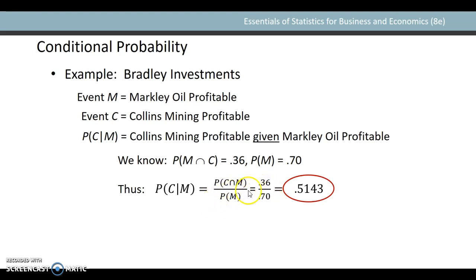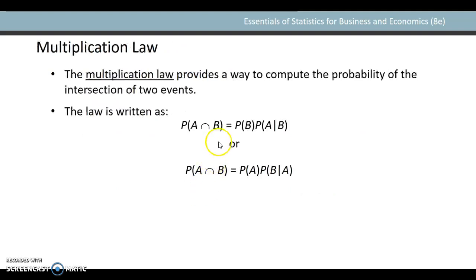P of M drops out on the right-hand side, so we have the probability of C intersect M. We multiply both sides by P of M, so we have the probability of, in this case, Markley being profitable times the probability of Collins being profitable given Markley is being profitable. So we're just doing a little algebra off of that previous formula.